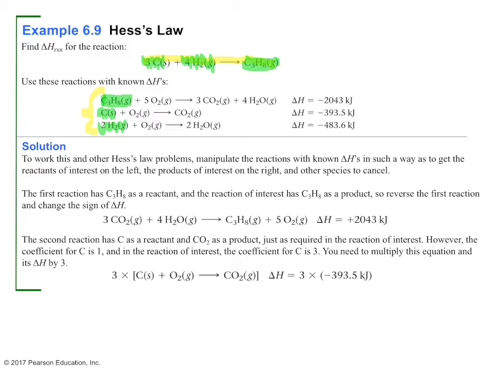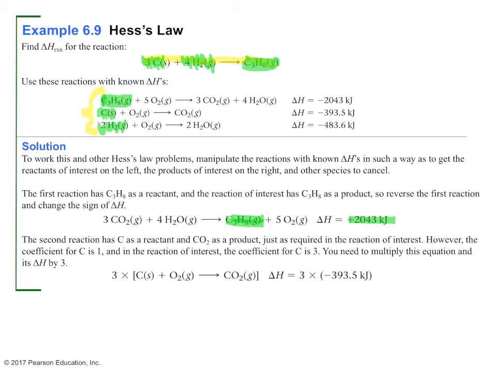When we switch those around, something's going to happen to these delta H's. The first reaction has C3H8 as a reactant, and the reaction of interest has C3H8 as a product. So reverse the first reaction and change the sign of delta H. We reverse it to where C3H8 is a product, but remember you have to reverse that sign.